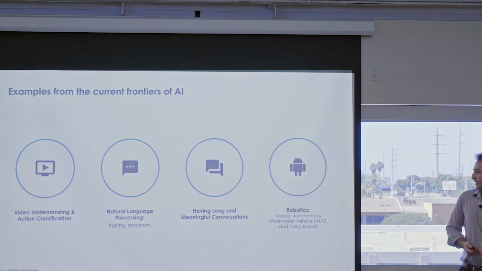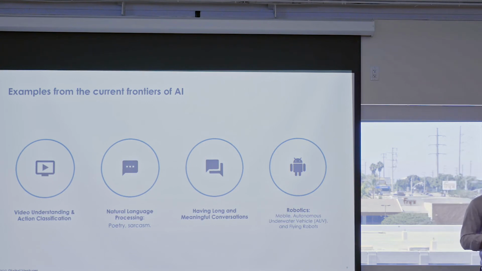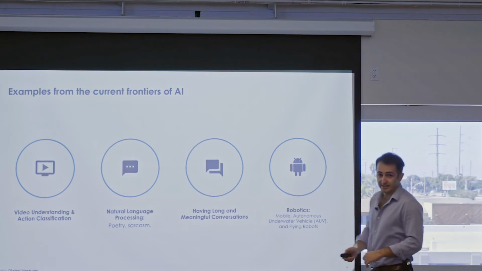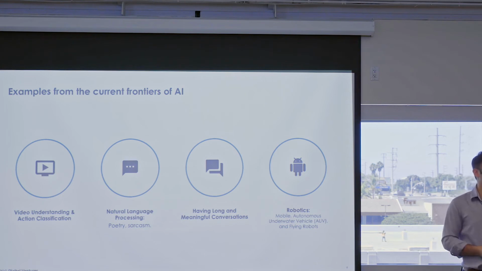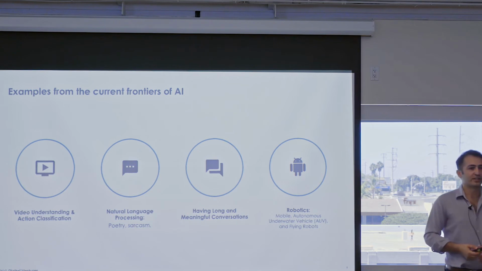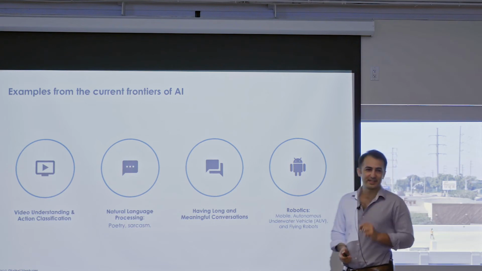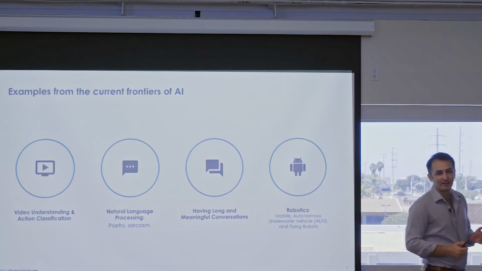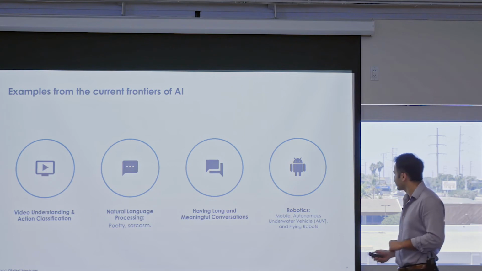The other part is natural language processing, where today people are working on poetry, making a machine write poems for you or for your loved ones. And sarcasm: understanding and identifying sarcasm, and also generating jokes. Another thing is having long and meaningful conversations with chatbots. Most chatbots today can only understand the first or second sentence. When it goes beyond that, they don't have understanding. They might store some information to reuse it later, but there is not really much intelligence behind it.